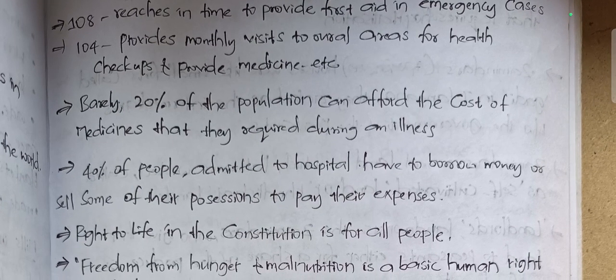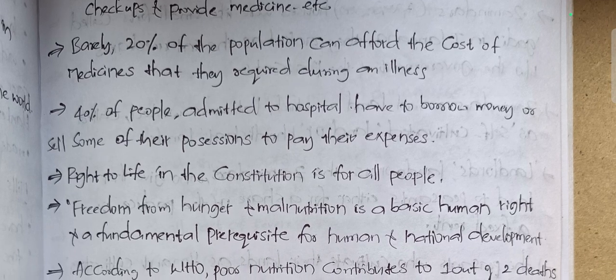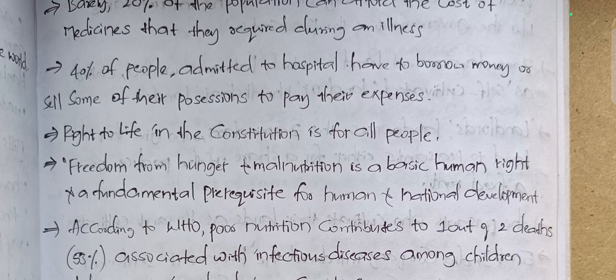Barely 20% of the population can afford the cost of medicines that they require during an illness. We can see how drastic it is. 40% of people admitted to hospital have to borrow money or sell some of their possessions to pay their expenses. Next, the right to life in the constitution is for all people.